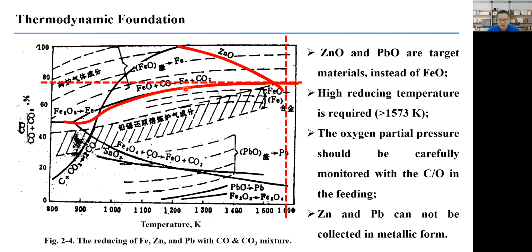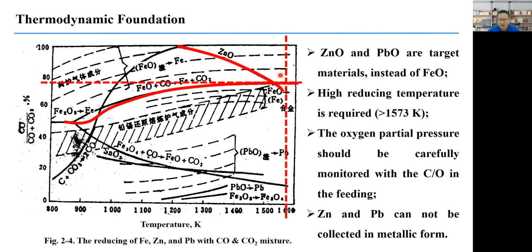As I have mentioned, the zinc-rich slag system is zinc, calcium, iron, and silica. So iron is also a cation. It can also be reduced. You can find out that when we have a relatively low temperature, below 1500 Kelvin, the ferrous ion can be reduced. And here in this area, the predominant species of zinc is still zinc oxide. It means that we are reducing iron instead of zinc oxide. So thermodynamically, we should know that zinc oxide and lead oxide are the targets instead of ferrous oxide.